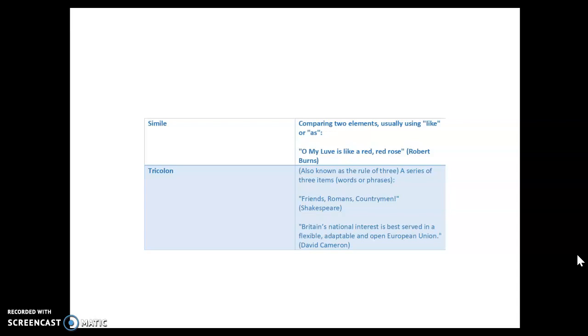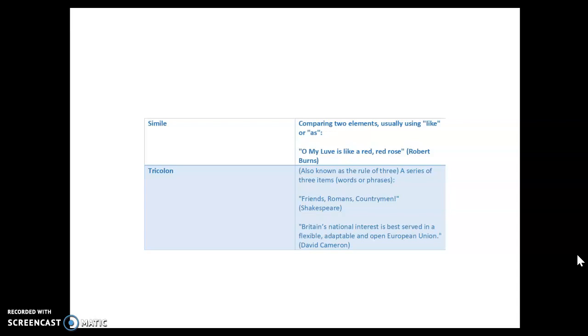And finally, a tricolon, you could also call it just the rule of three. A lot of times in speeches, when listing, you list three words or three things. First, second, thirdly, or as in these two examples, "friends, Romans, countrymen." That's from Shakespeare. But also David Cameron, when he said, "Britain's national interest is best served in a flexible, adaptable and open European Union." One, two, three.